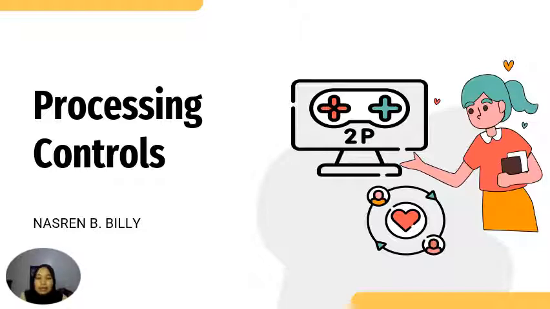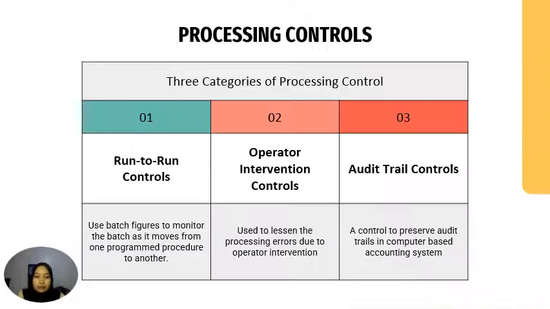So basically, after finishing the data input stage, transactions then enter the processing stage. So there are actually three categories of processing control. First one is the run-to-run controls. The second one is the operator intervention controls. And the third one is the audit trail controls.